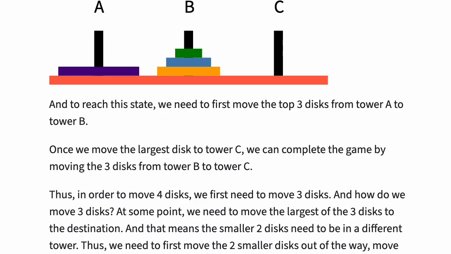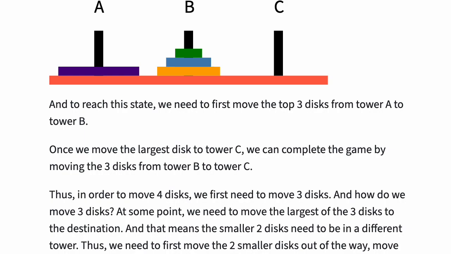Once we move the largest disk to Tower C, we can complete the game by moving the 3 disks from Tower B to Tower C. Thus, in order to move 4 disks, we first need to move 3 disks. And how do we move 3 disks?